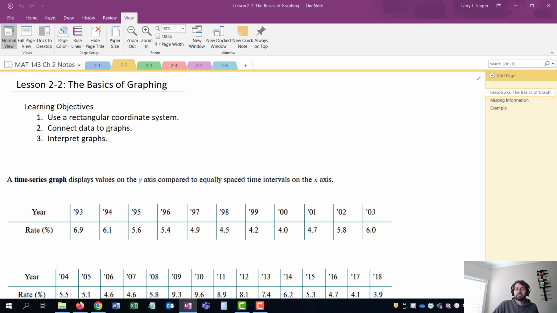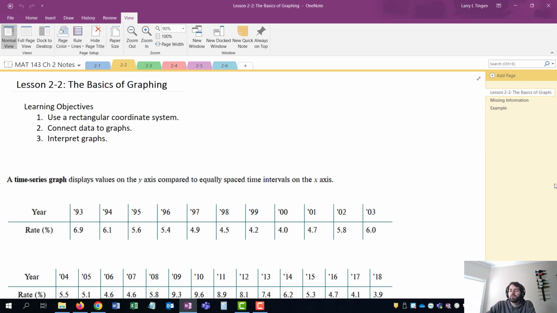So now we're moving on to lesson 2.2, doing the basics of graphing. This is a relatively short section, so we're going to dive straight in. We've got the rectangular coordinate system. That's the one you know and love. That's the x-coordinate, y-coordinate pair. And we're going to convert some data into graphs and then take a look at some.